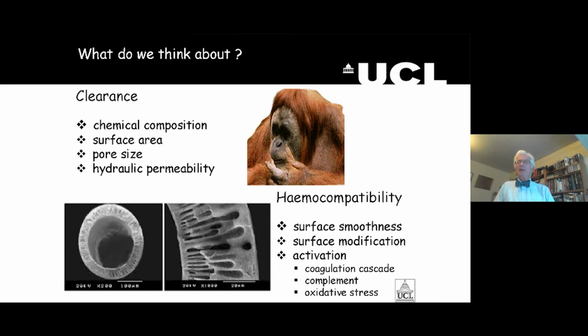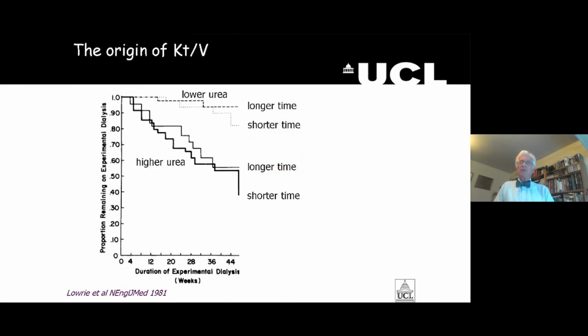Now, in the next slide, if we think about clearance, traditionally we thought about the clearance of a small molecule, urea. And the origin of the so-called Kt/V concept comes from this study performed in the US many, many years ago in the 1970s. This was a very short-term study of 12 months and showed that patients who had higher levels of blood urea dropped out of the study quicker than those that had lower levels. But this study was not designed to look at whether clearance of urea affected patient survival.